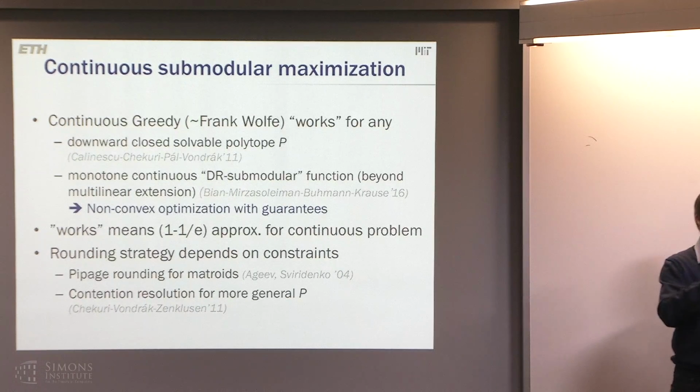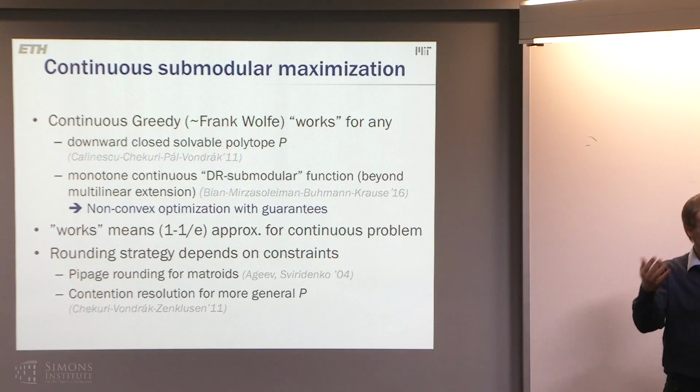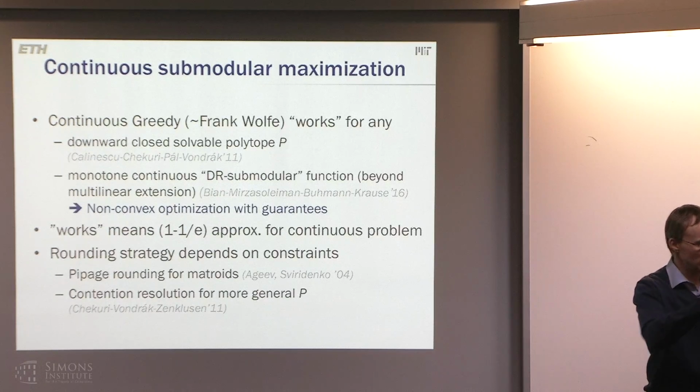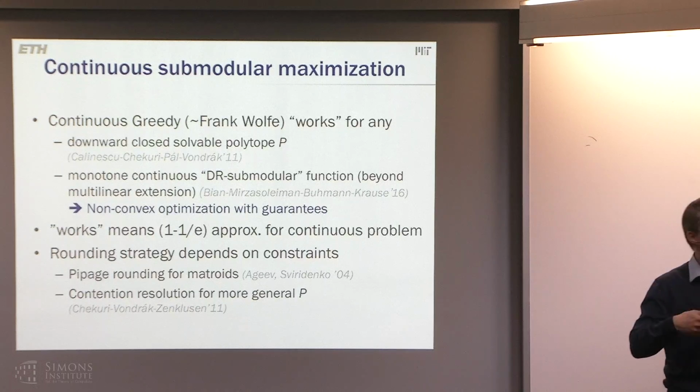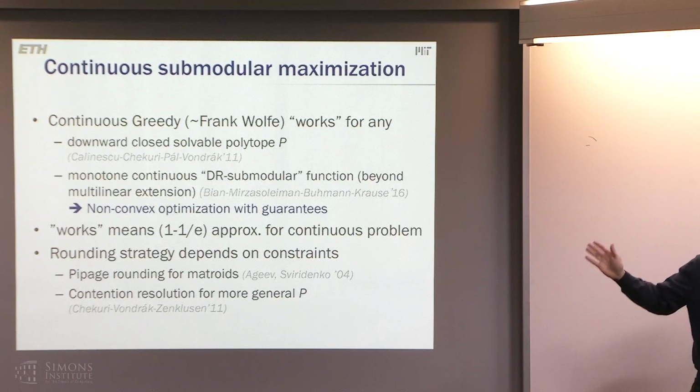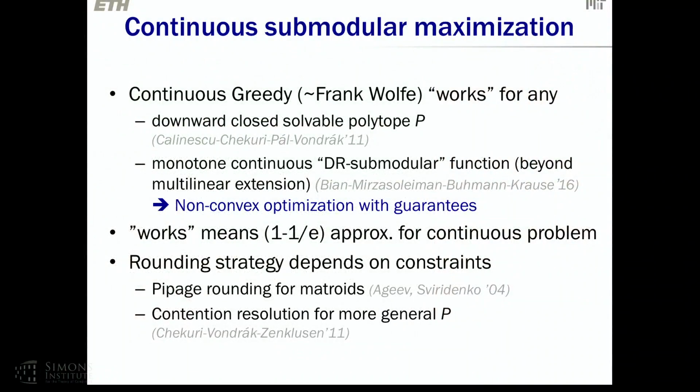So that generalizes cardinality constraints and knapsack constraints, generalizes the intersection, right? You might have multiple knapsack constraints. There's other constraints like matroid constraints and so on that all satisfy this property. So it's a fairly rich class of constraints that I don't want to discuss in detail.